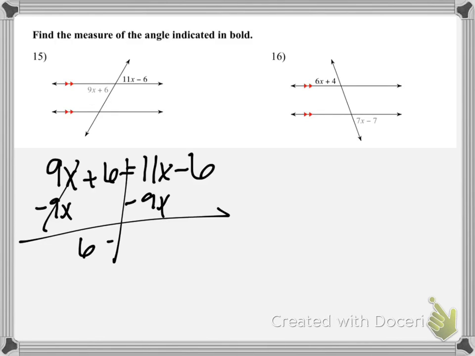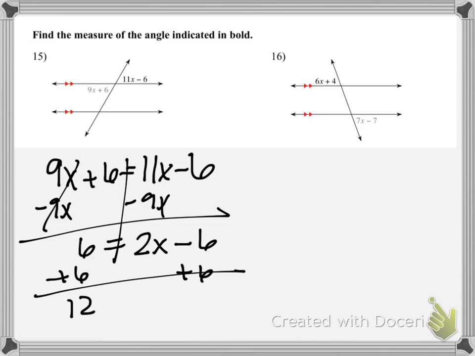So we're left with 6 is equal to 2x minus 6. I want to get the x by itself, so add 6 to both sides. So I would get 12 is equal to 2x. Divide by 2, and x is equal to 6.